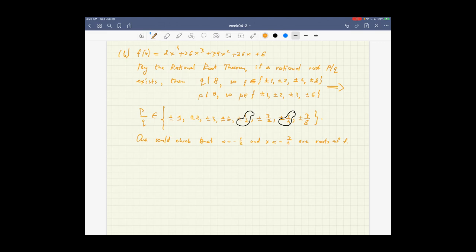That, by the factor theorem, implies that x plus 1/2 and x plus 3/4 are factors of f. And therefore, the product of x plus 1/2 and x plus 3/4 is also a factor of f.